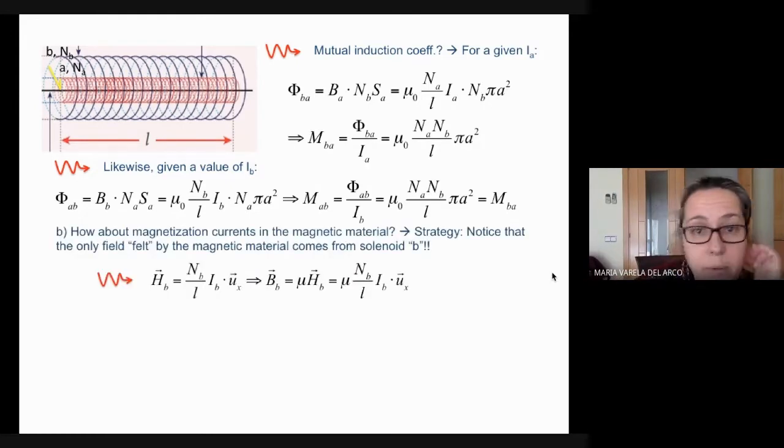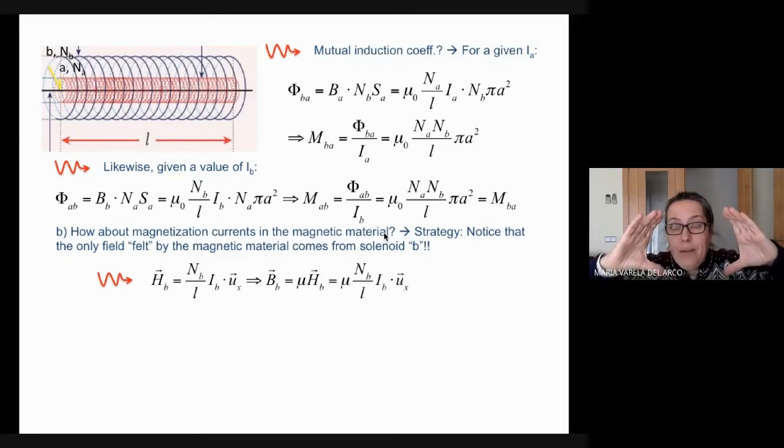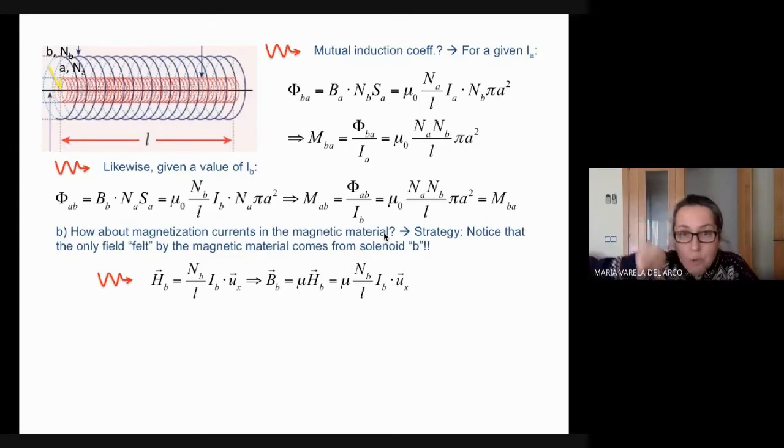And then the second part of the problem is quite easy. It's not difficult, but it's good to put everything together. How about the magnetization currents in the magnetic material, right? Again, just on this donut-shaped section. Just notice that the only field that the magnetic material is actually seeing is the field due to the outside. The magnetic material is actually surrounding solenoid A, and the field, if any, generated by A is confined within the volume of A. There is no magnetic material there.